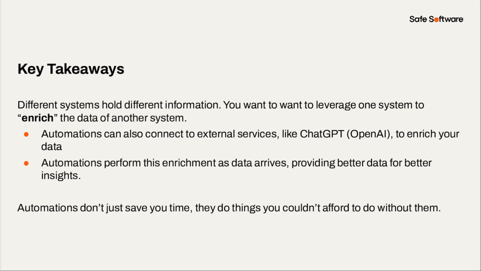So automations can connect to external services like ChatGPT. We have a bunch of OpenAI connectors we'll see in FME to enrich your data. And automations can perform this enrichment when the data arrives, providing better data for better insights. So automations don't just save time, they do things you couldn't afford to do without them.